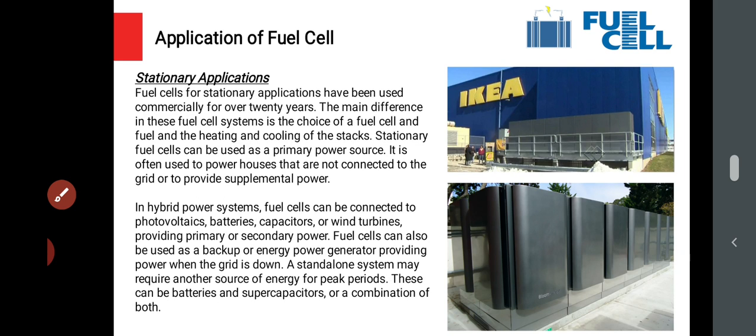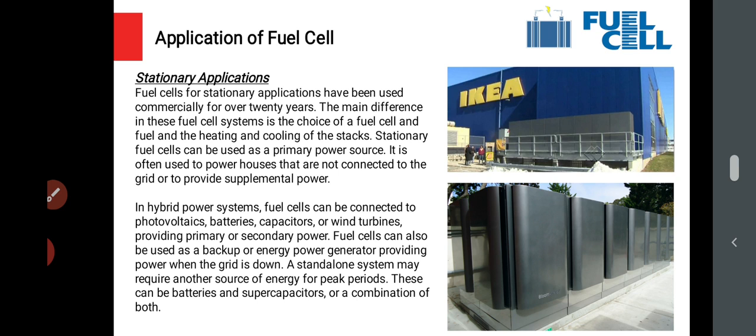Finally, the stationary applications, where we can use the fuel cells for stationary application. Commercially it is available, and can be used up to 20 years. The main difference in this fuel cell system is the choice of a fuel cell and fuel, and the heating and cooling of the stacks. Stationary fuel cells can be used as a primary power source. It is often used to power houses that are not connected to the grid, or to provide supplementary power.